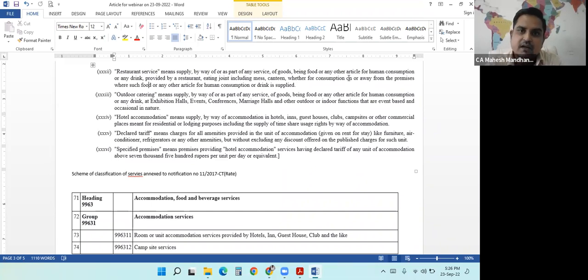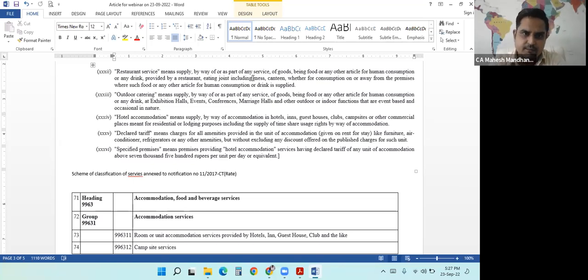Even then, classifying them as a restaurant service is not acceptable, which is done by this particular notification, giving the definition of restaurant service. So making use of this particular definition of restaurant service, the CBIC has notified that all these services, takeaway food, door delivery of food, cloud kitchen, centralized kitchen, all will be liable to tax as a restaurant service.